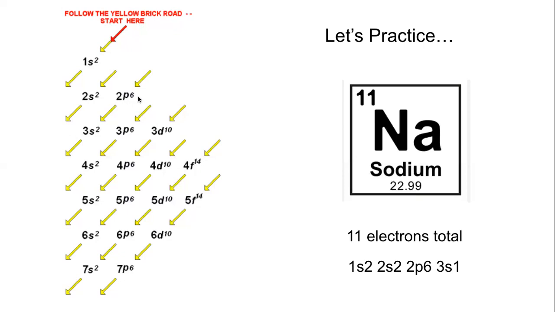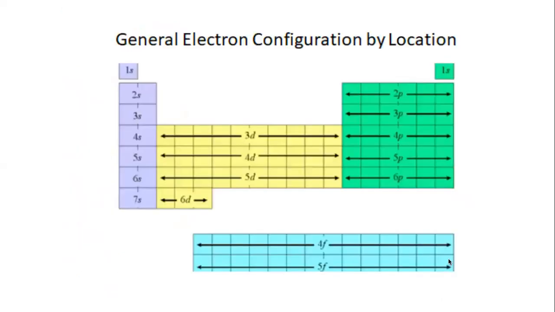And then we still have 1 electron left over. So we wrote 2p6. We still have 1 more, so we'll just fill in 3s1. So that's our electron configuration for sodium. Again, 1s2, start back at the top, 2s2, start back at the top, 2p6, and then we have 1 electron left over, which is 3s1. And that gives us our electron configuration down here.